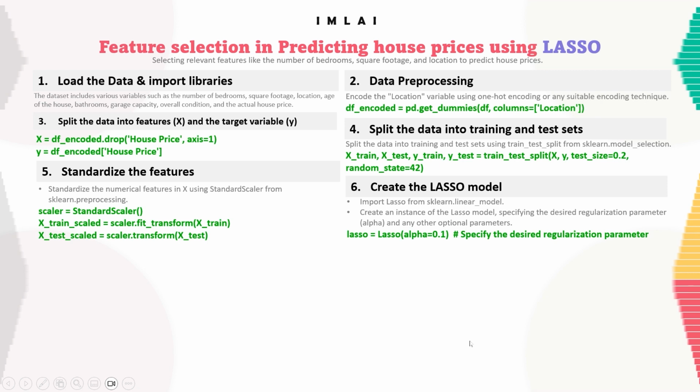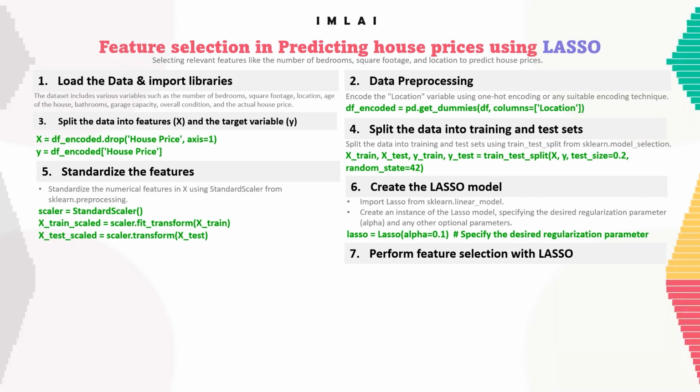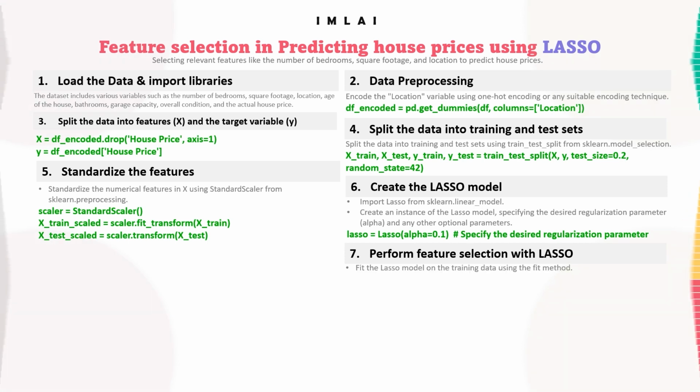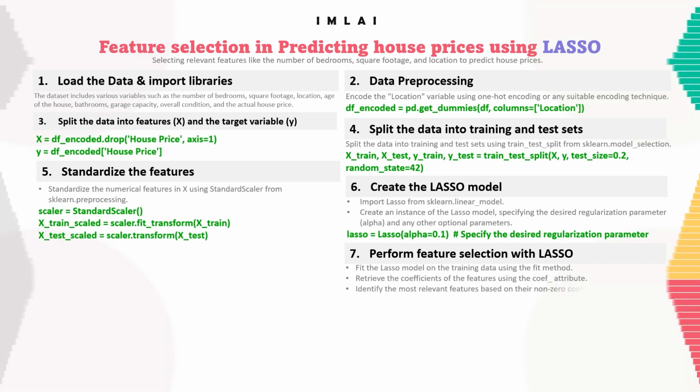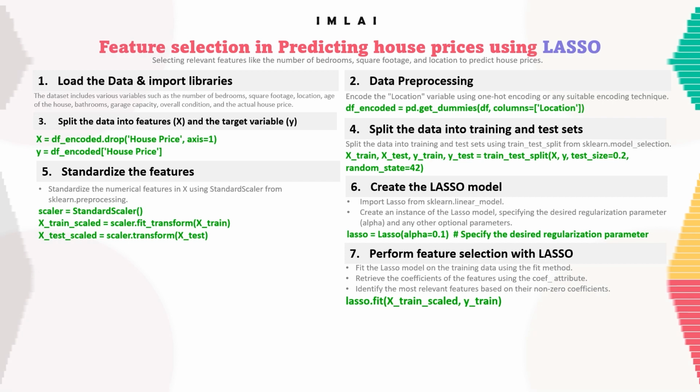This is very important, which is to perform feature selection with Lasso. That's what is important for us. To do that we have to fit the Lasso model on the training data using the fit method, then retrieve the coefficients of the features using the coef_ attribute, then finally identify the most relevant features based on their non-zero coefficients, and this is how we do it.